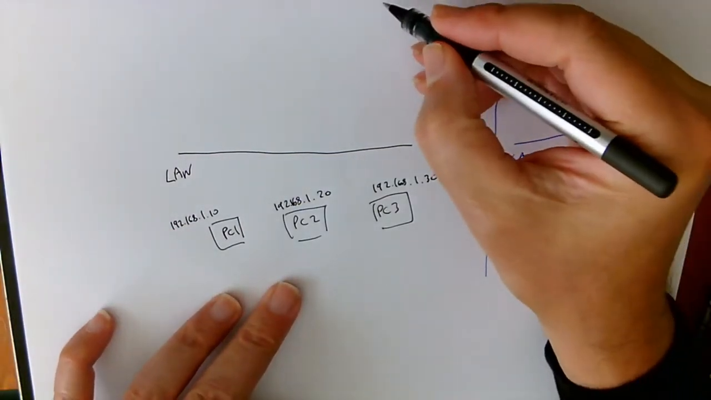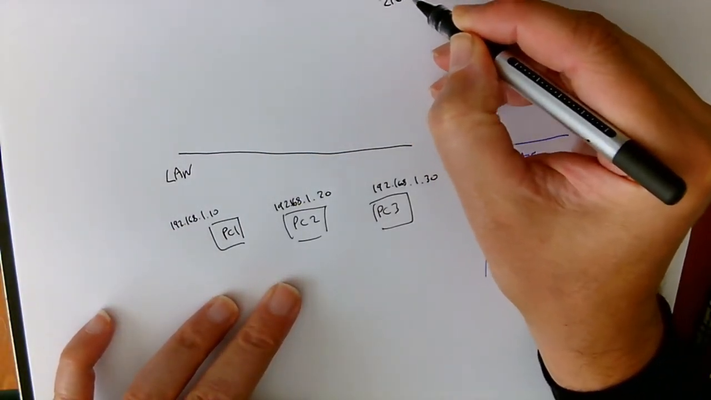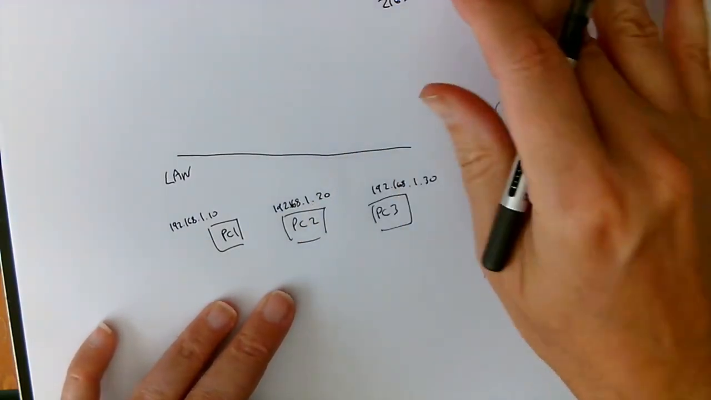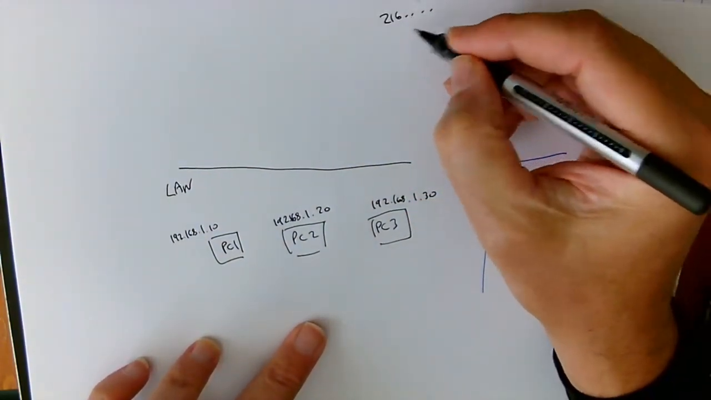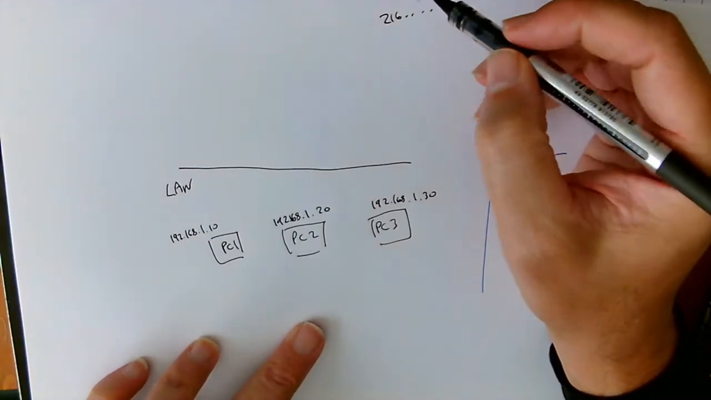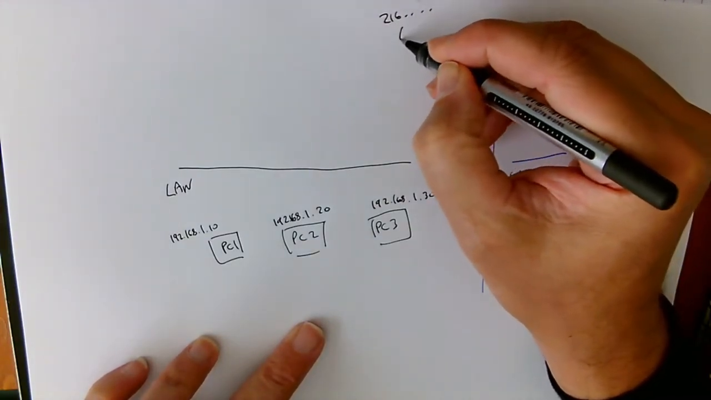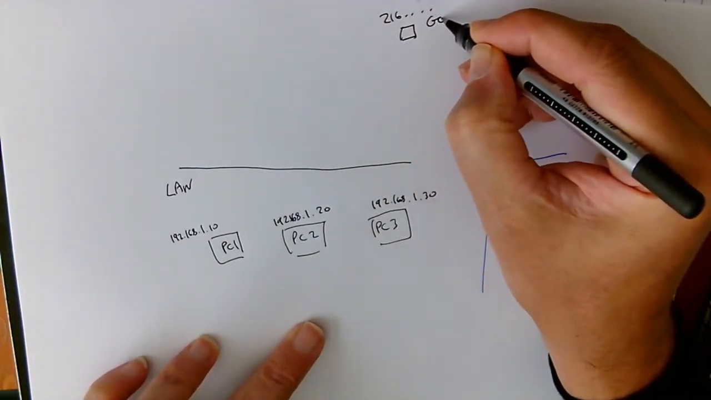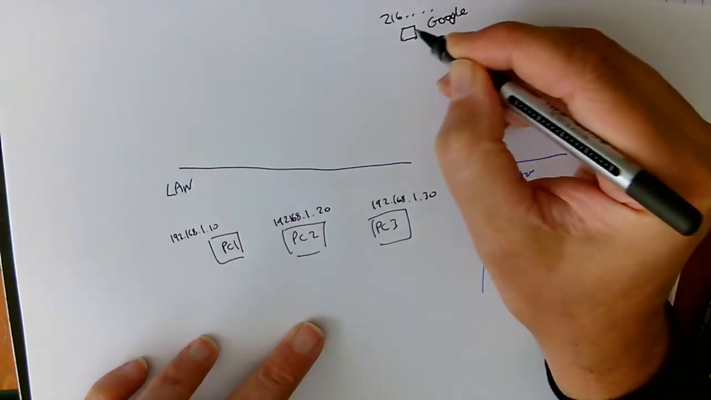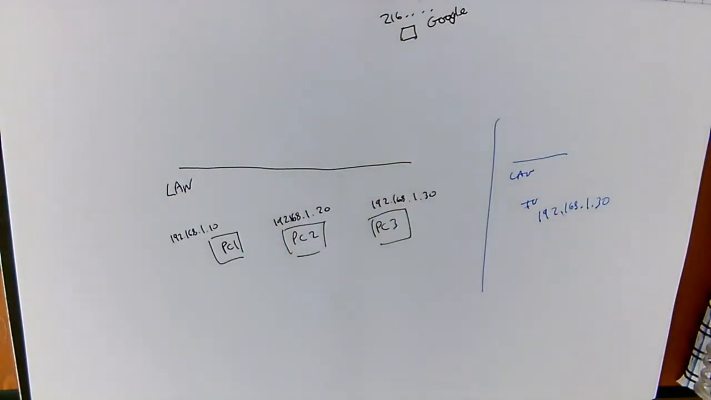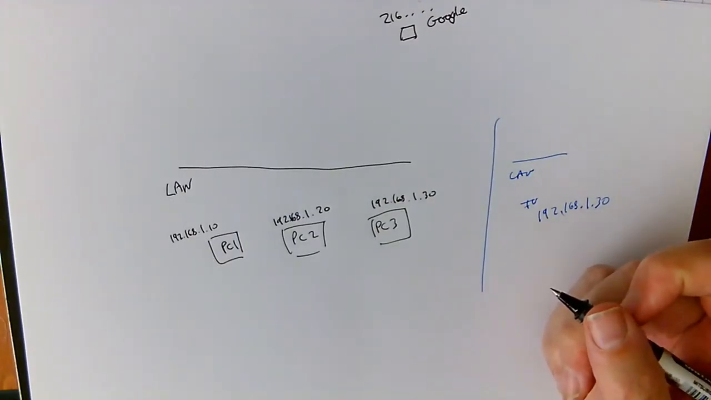Now, over here is Google at 216 something something something. Their IP address is a 216 whatever address. So there's some machine out here that belongs to Google, which is addressed with a 216 leading octet.